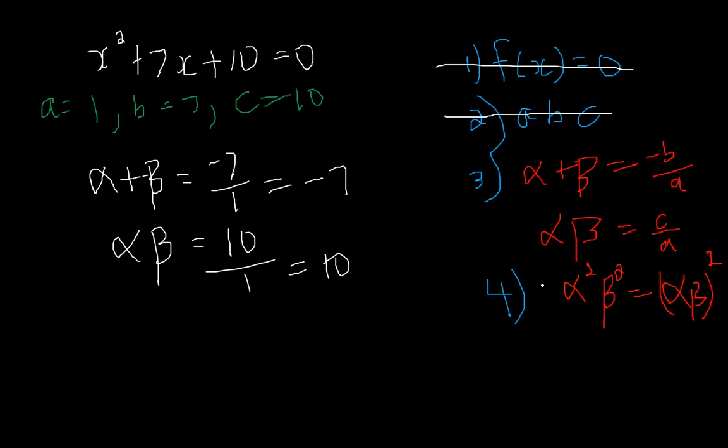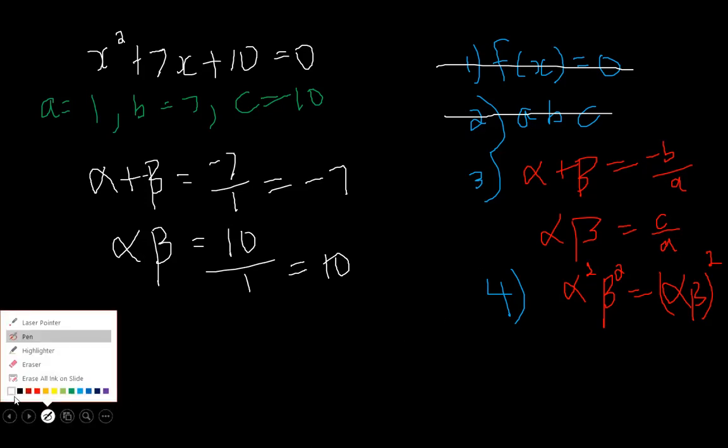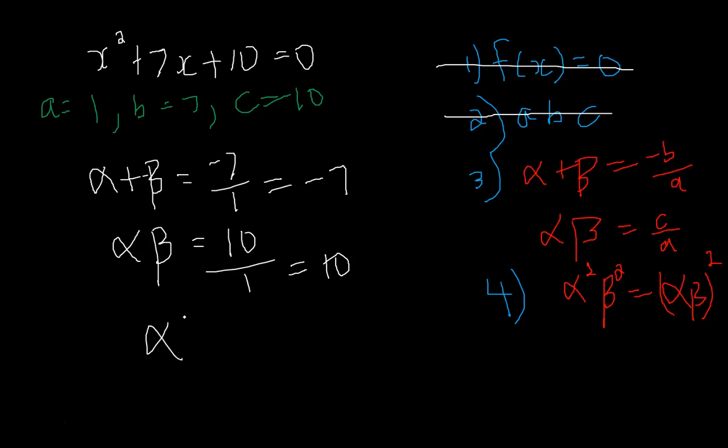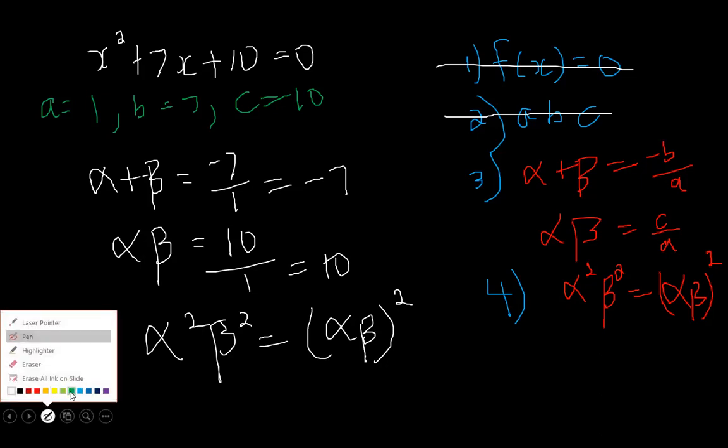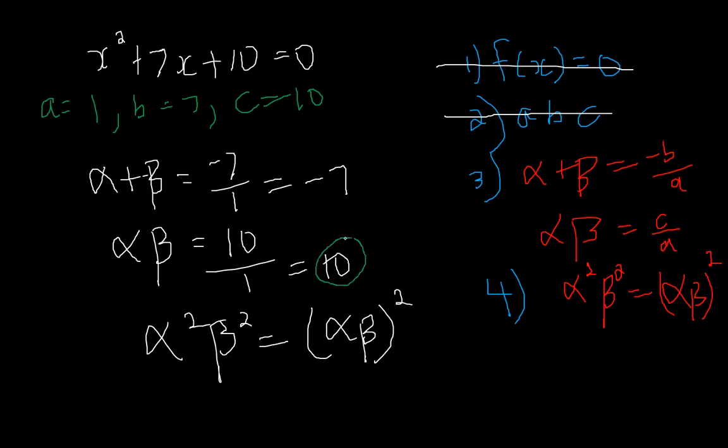And say they want me to find alpha squared beta squared as well. What would I write? Alpha squared beta squared is the same as alpha beta, squared. And we already know that alpha beta, in this case, is 10. So what would I write here? 10 squared, which is 100. So everybody understands this? Yes, miss. If you don't, just let me know.